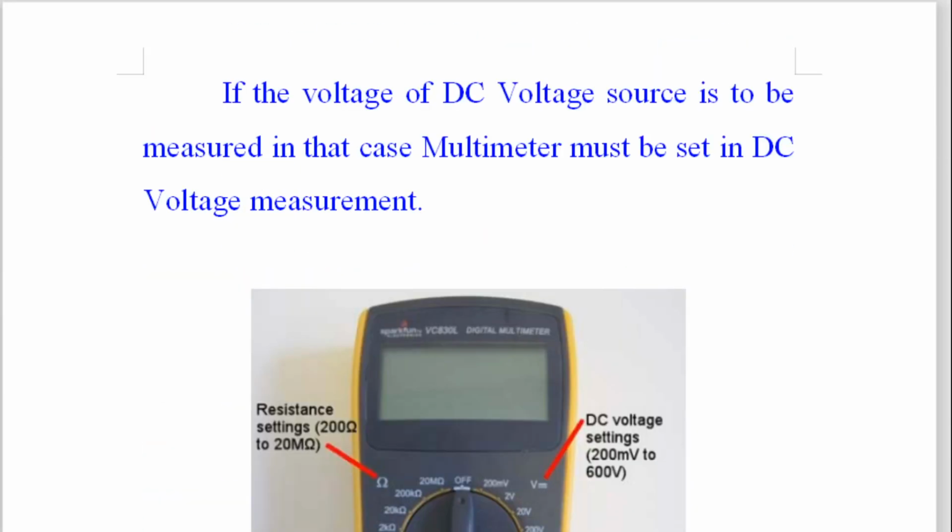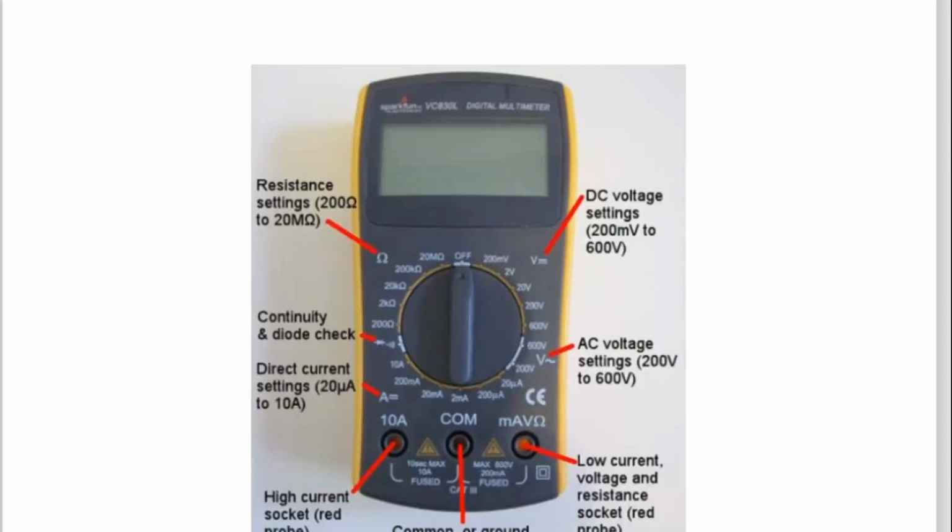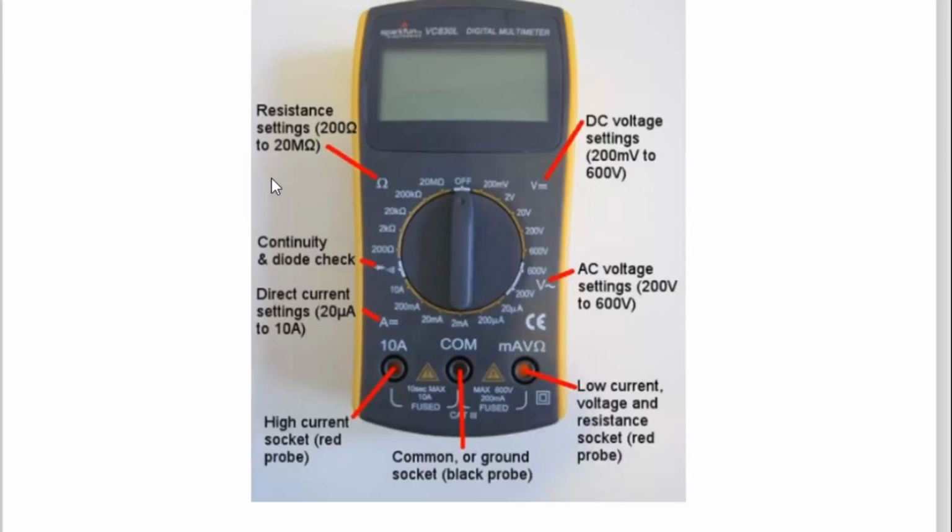So here I am going to give you the idea about the voltmeter. If the voltage of a DC voltage source is to be measured, in that case the multimeter must be set to DC voltage measurement. And here I am showing you a multimeter which can be used for the measurement of DC voltage, AC voltage, low current, high current, resistance, and for continuity test between the wire or two terminals.